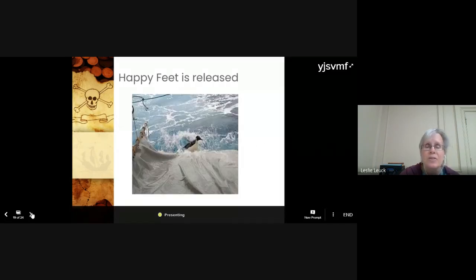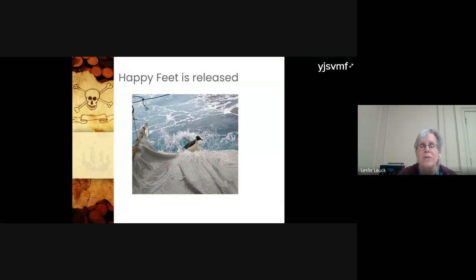Happy Feet is released. So there he is going down the slide. I did not include the video, but there is a video on YouTube you can find. You can put in Happy Feet or Happy Feet New Zealand. As we continue on, I think I did put the four words that I used to Google to do my research for this. But you can see this was widely covered, it was 10 years ago. And there's even some information about what happened to him afterwards.